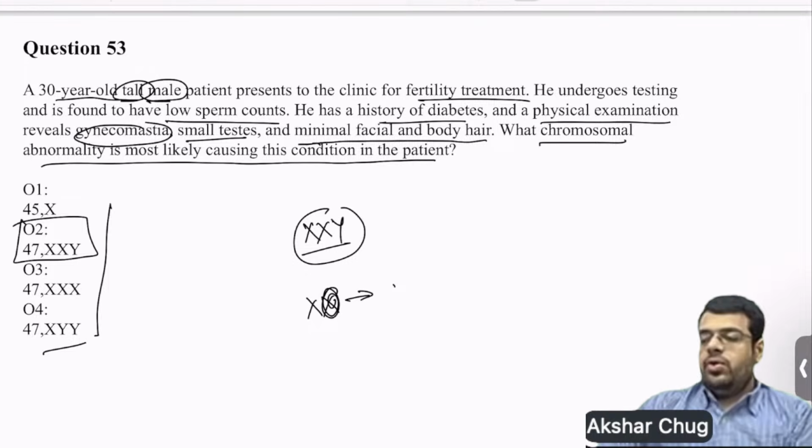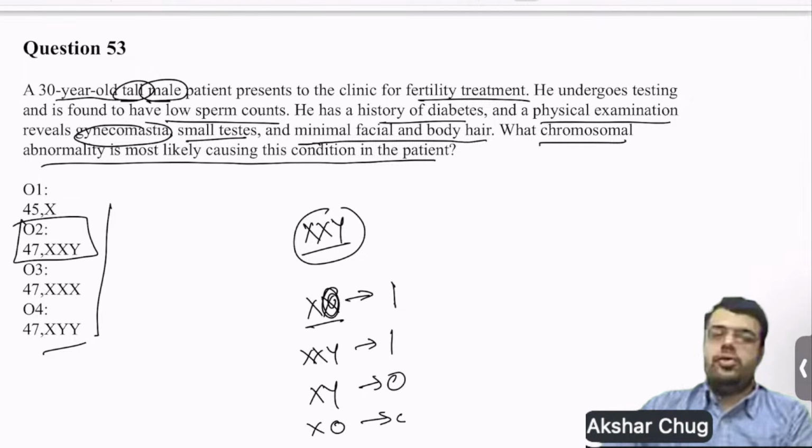So in a normal female having XX, there will be one Barr body. In Klinefelter XXY, we again have one Barr body. But in normal males, we have zero Barr bodies. In Turner's, we again have zero Barr bodies.